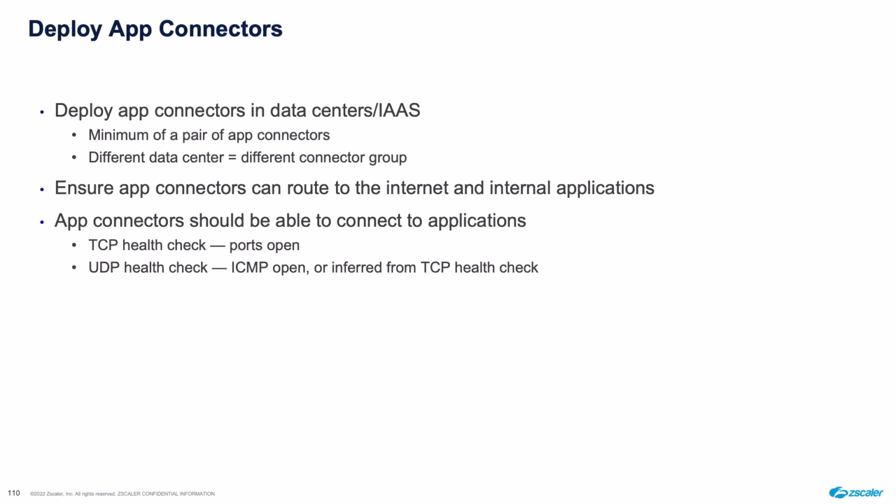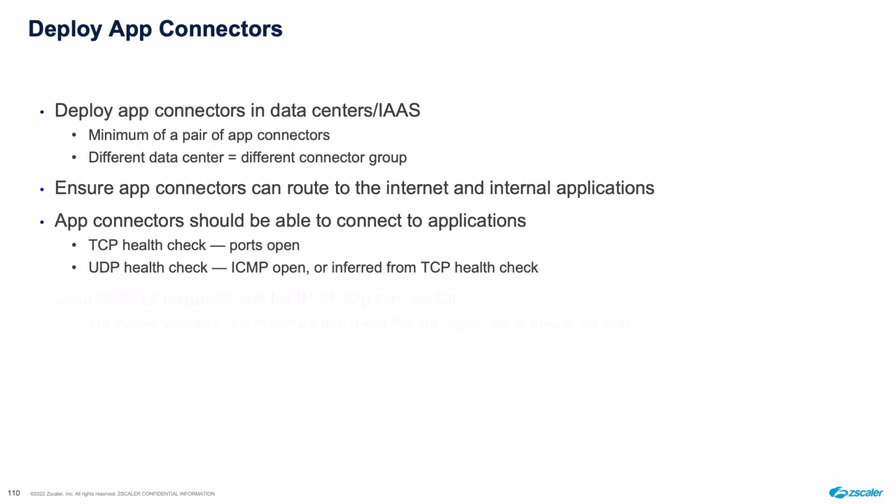If it's a UDP application, such as an RDP session, then it will infer that the application is available by a previous TCP health check that has occurred and said that the application is available. Or it will perform an ICMP request to check whether that application is available. So again, you want to ensure that TCP, UDP, and ICMP are available to your applications from these app connectors.